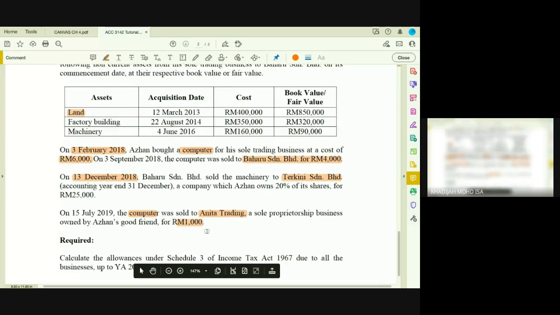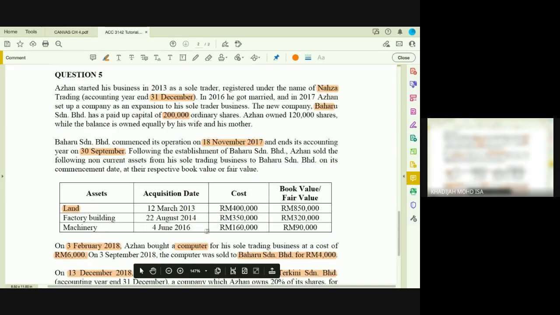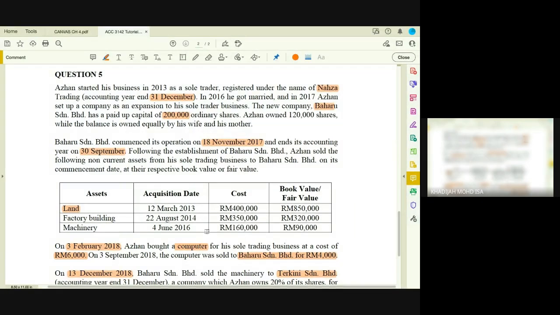All right, so the first computation you have to do is the transfer of your factory building and machinery. So you have the disposer. Who is the disposer? First, from Nahza to Trading Baharu is a related transfer. So you have to compute Nahza for the factory building. Year end is 31st December. So you're going to compute YA 2014 because you purchased in August 2014, and then 2014, 15, 16. Year end 30th September, so this one is YA 2018.